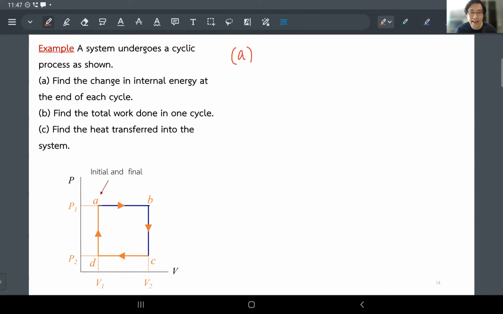What is the change in the internal energy at the end of each cycle? A to B, B to C, C to D, and then back to A. What is the change in the internal energy?